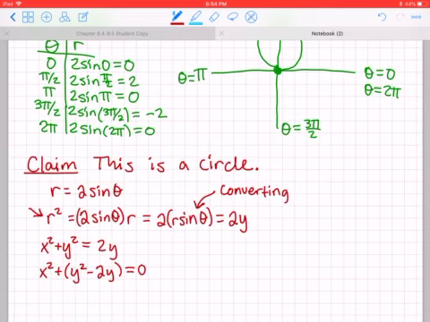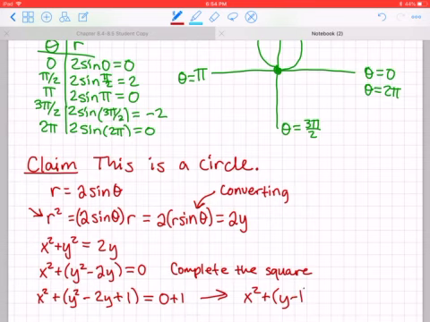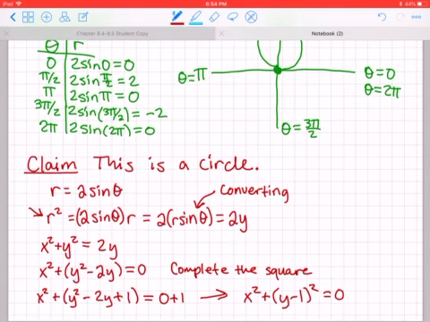So we have this, moving the 2y over. Let's complete the square. Okay, so we got x squared plus y squared minus 2y. If you remember how to complete the square, we're going to add 1 on both sides, and that's because it gives us the really nice thing of x squared plus, and then this thing with the y's is a perfect square. If you don't believe me, expand that out. And this is actually the equation for a circle.